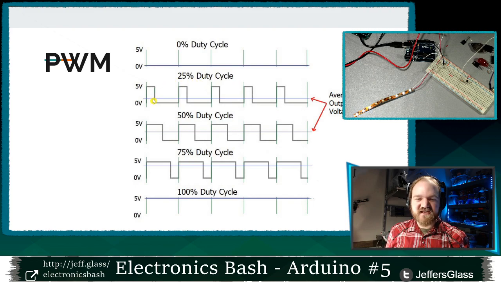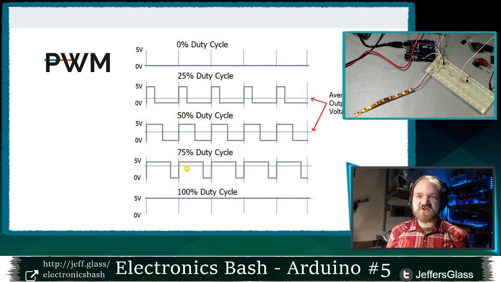For a 25% duty cycle, we're at 5 volts 25% of the time, and we're off 75% of the time, and so on, right? So this is what we were applying to a single LED, but for a transistor, this works just as well to turn our transistor on 25% of the time and turn the transistor back off for 75% of the time, or turn it on 75% of the time and turn it off 25% of the time.